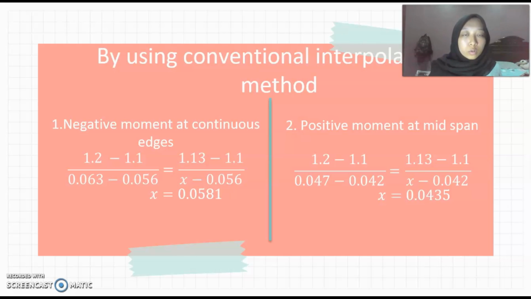Next, for the positive moment at midspan, (1.2 - 1.1) over (0.047 - 0.042) equals (1.13 - 1.1) over (x - 0.043), and then x will be 0.0435.